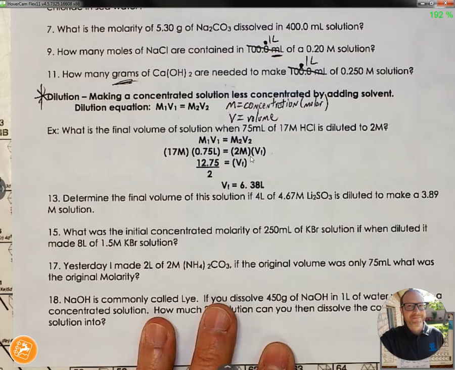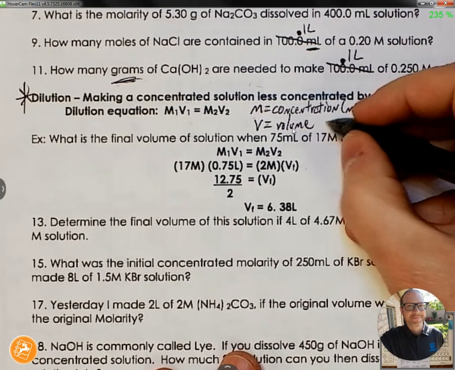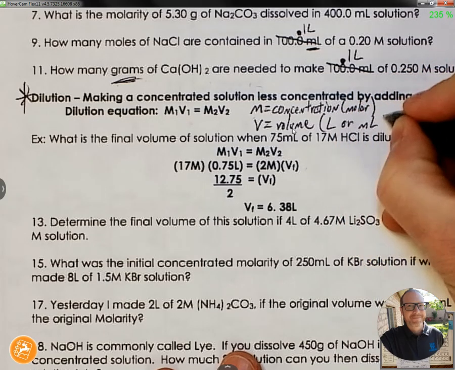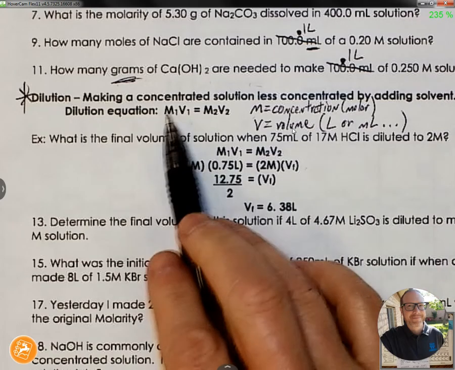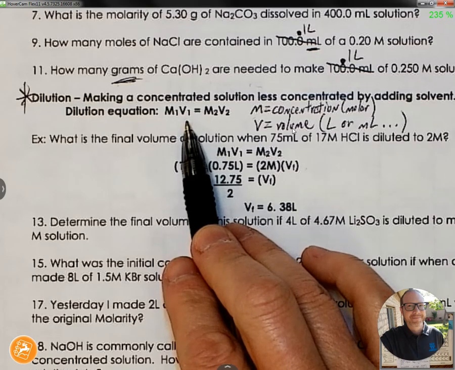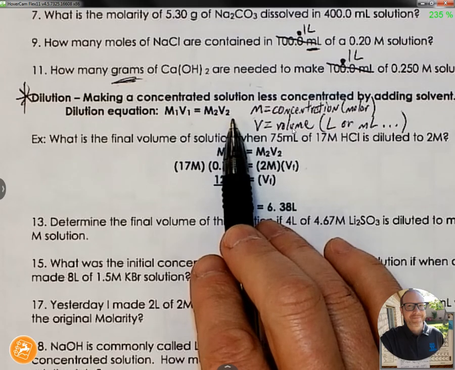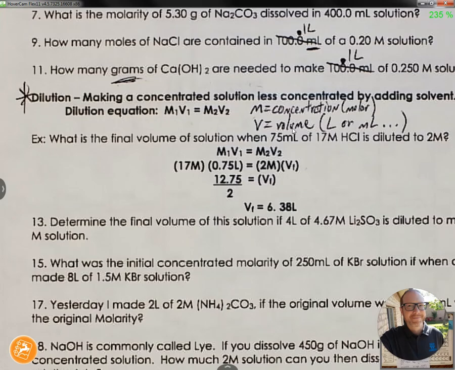Now, the nice thing about this is that it really doesn't matter what unit your volume's in. Your volume could be in liters, it could be in milliliters, it could be in gallons. It really doesn't matter. Because what's happening is that your higher concentration times your smaller volume is going to equal a lower concentration times a larger volume. Okay? They're sort of inversely proportional to each other. So let's take a look at a couple of examples. Look at 13.